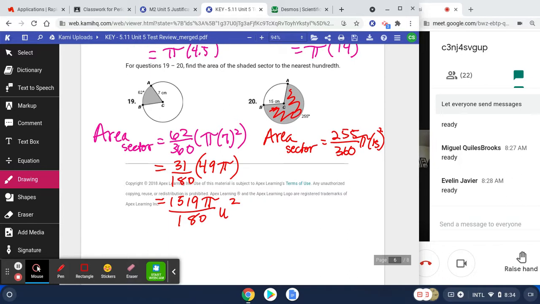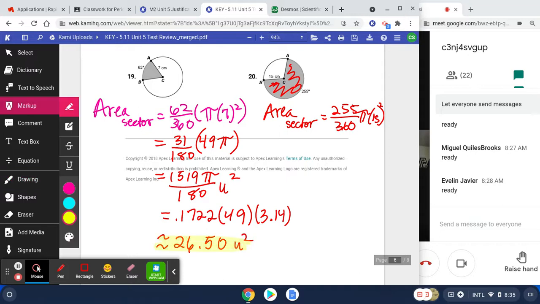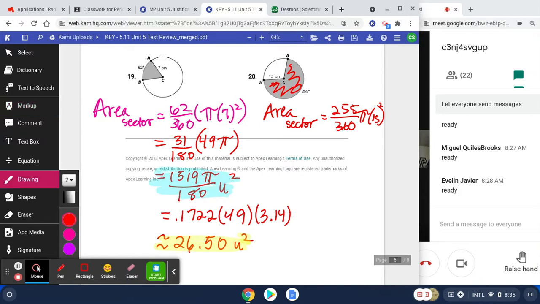But now let's go multiply it out. 62 divided by 360, my decimal is 0.1722 times the 49 times the 3.14. And I get a rounded answer, 26.50. It rounds up, units squared. This is finding the area of a sector. Remember that you're going to give me the answer in both the exact and approximate. And you guys are going to get a much easier fraction on the real test. Finally, let's do the last one.